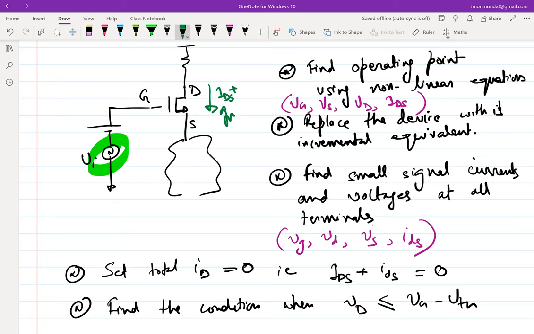GM times? No, it's not VI. Why VI? So what will be the... VGS. It will be VGS. It is always VGS. It's always VGS, if VI, if source is grounded.